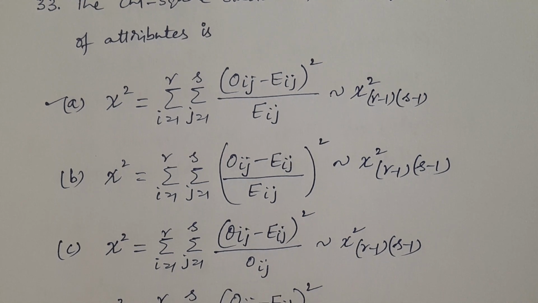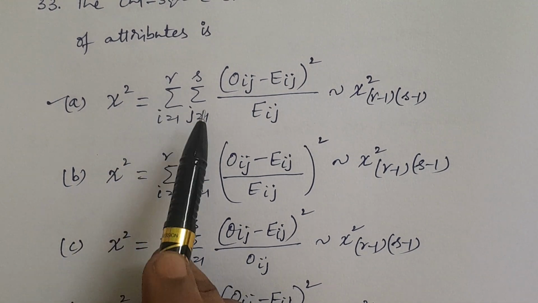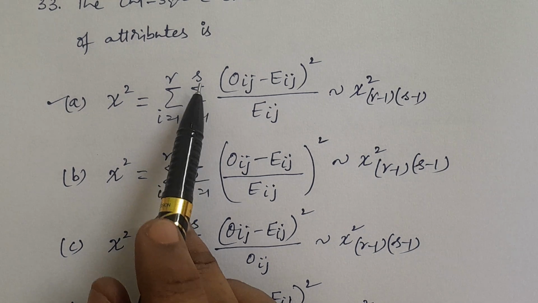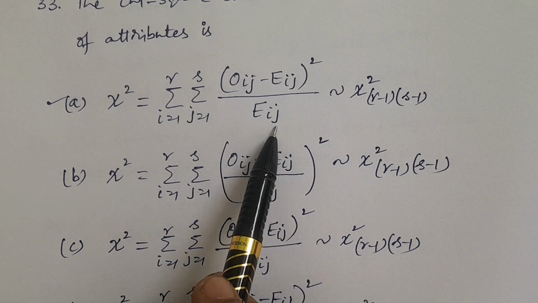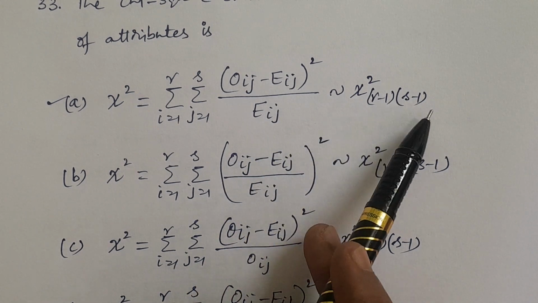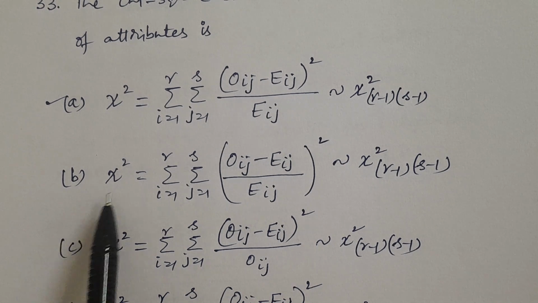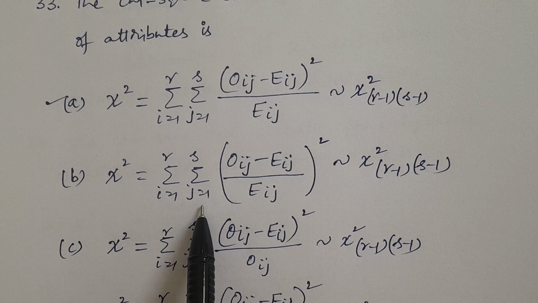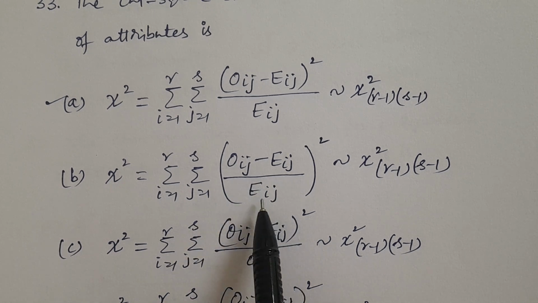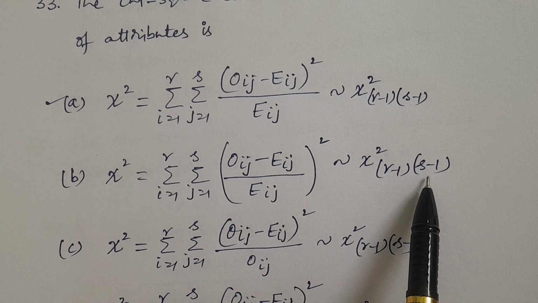Options: A. Chi-square is equal to summation i is equal to 1 to r, summation j is equal to 1 to s, Oij minus Eij whole square by Eij. Follows chi-square r minus 1 into s minus 1 degrees of freedom. B. Chi-square is equal to summation i is equal to 1 to r, summation j is equal to 1 to s, Oij minus Eij by Eij whole square. Follows chi-square r minus 1 into s minus 1.